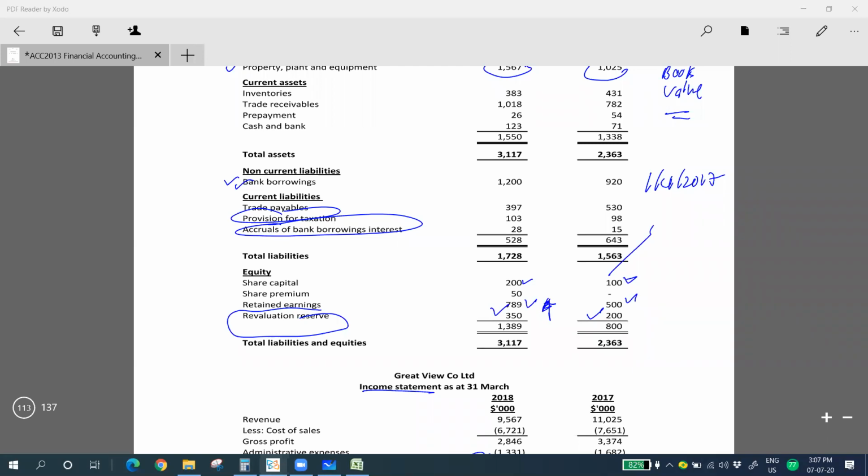Interest paid 67. How about your tax paid? So which one is paid? The bank 54 is what? Tax. So you paid 67 or 54? Paid 54. Okay, how about your tax payable?